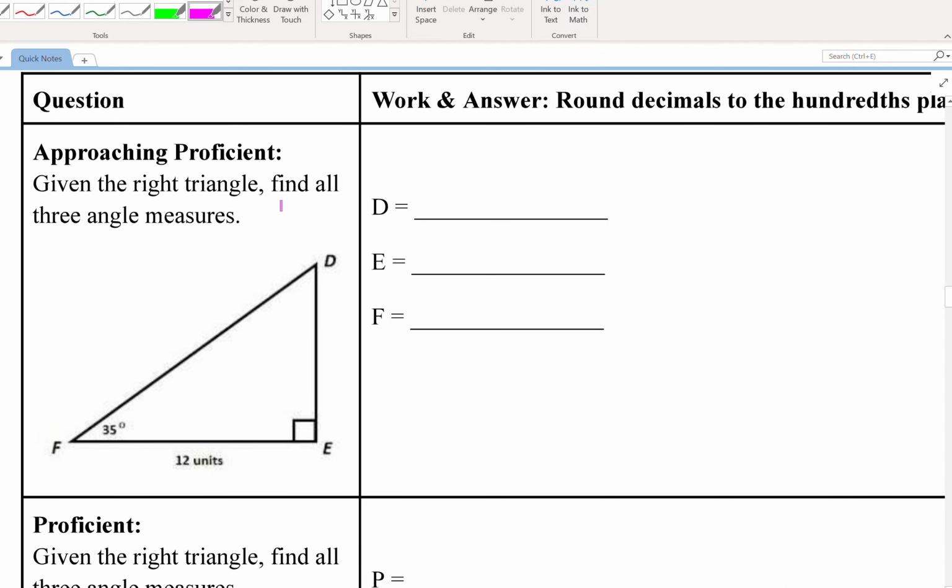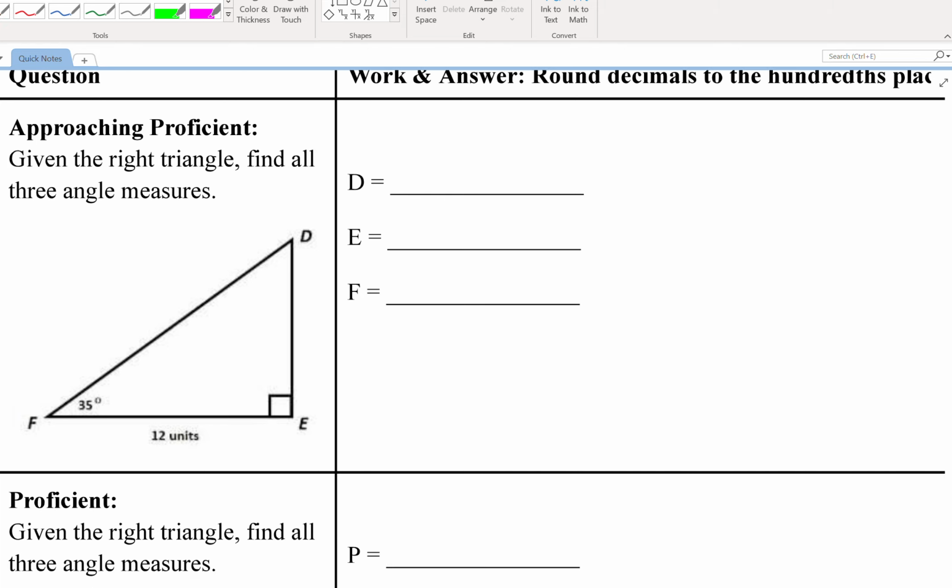Given the right triangle, find all three angle measures. And this first one, we already know two of them. We know that F is 35 degrees. We're just going to write it down, 35 degrees. I see angle E, based on this symbol here, is 90 degrees.